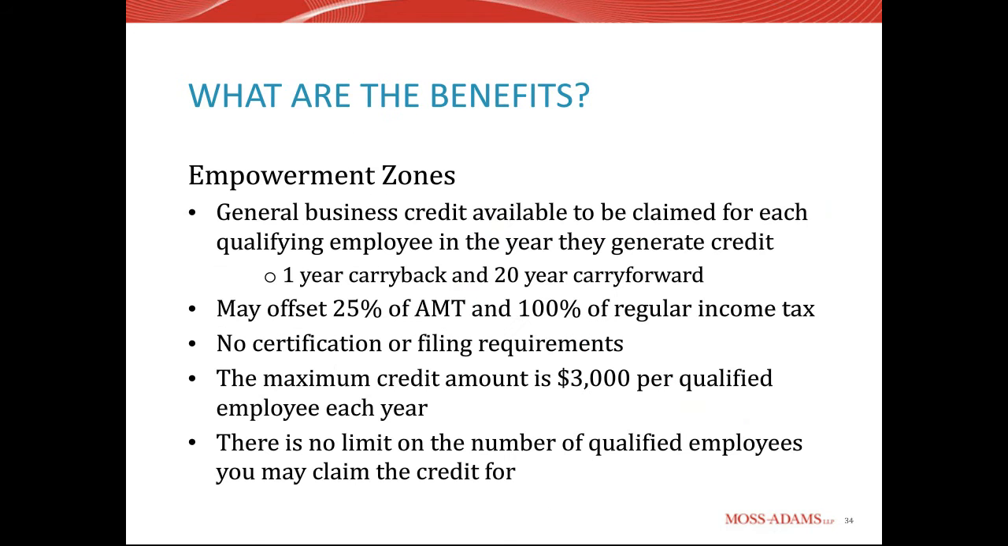So similar to WOTC, this is a general business credit. It's available to be claimed for each qualifying employee in the year they generate credit. And as mentioned before, general business credits allow for a 1-year carryback and 20-year carry forward. The amount of credit may offset 25% of alternative minimum tax and then 100% of regular income tax. And unlike WOTC, there are no certification or filing requirements. The employee just needs to live and work in the zone.